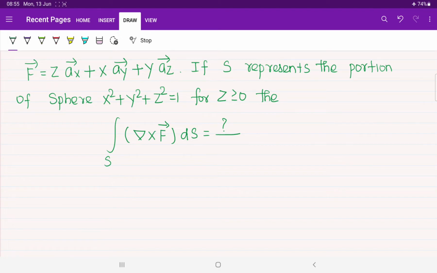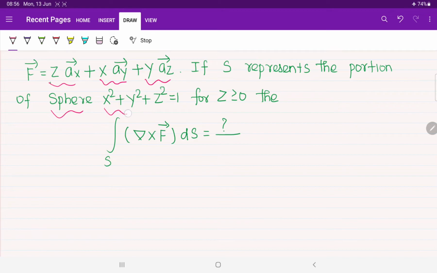So far, we understood how to directly apply Stokes theorem, divergence theorem, Green's theorem. Of course, in this session also, we are going to apply directly, but with some understanding. See there, if you observe the given function, F vector is defined as z ax plus x ay plus y az. S represents the portion of a sphere.